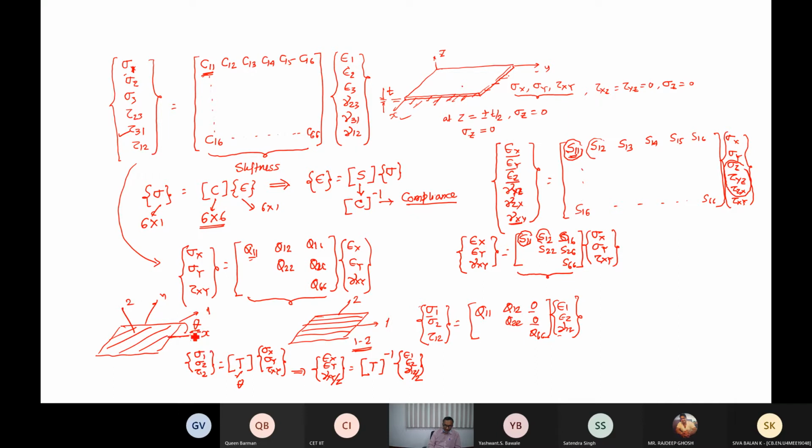We want to correlate the stresses in the analysis axis, that is sigma x, sigma y, tau xy, to the corresponding strains, and by this transformation, we can actually show that sigma x, sigma y, tau xy is equal to P inverse Q into R, where R is the Reuter matrix, into T into R inverse into epsilon x, epsilon y, gamma xy.